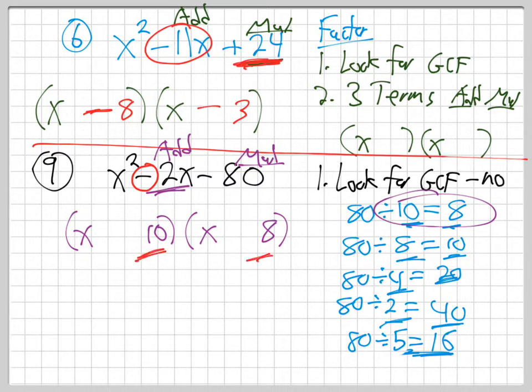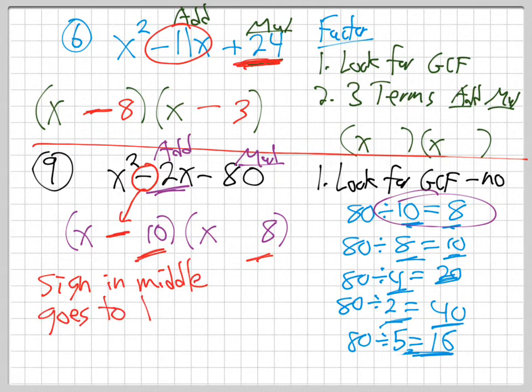Who's bigger, 10 or 8? 10. He'll take the minus sign. Let me write that. Sign in the middle goes to the bigger number. That'll always work. The sign in the middle always goes to the bigger of the two numbers. The bigger one dominates and forces the sign that's in the middle. So if there's a minus in the middle, the bigger number gets the minus and the other one's plus. That makes sense, doesn't it?